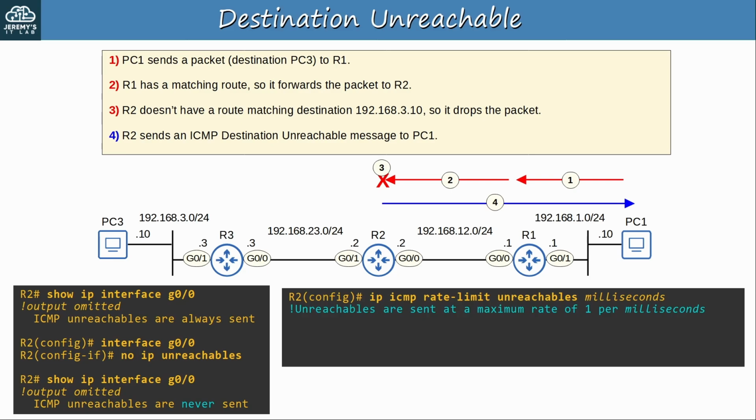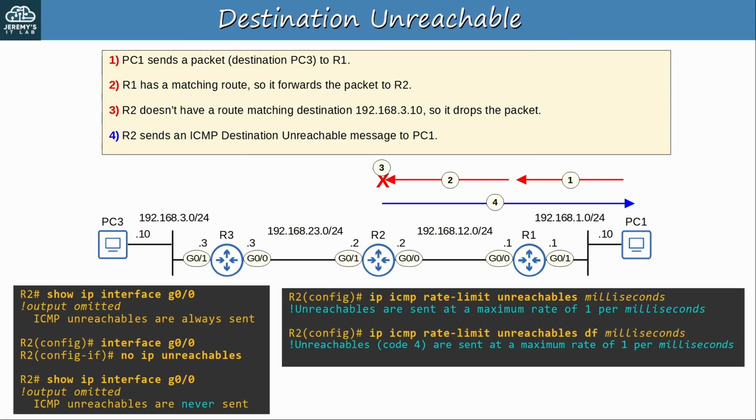You can also rate limit how often the router will send unreachable messages. The command is ip icmp rate-limit unreachable, then specify a time in milliseconds. This means the router will send unreachables at a maximum rate of 1 per the number of milliseconds specified. If you specify 1000 milliseconds, the router will only send 1 per second. This applies to all unreachable messages.